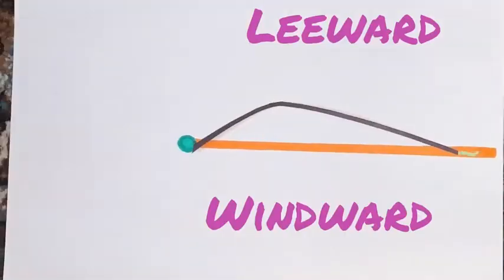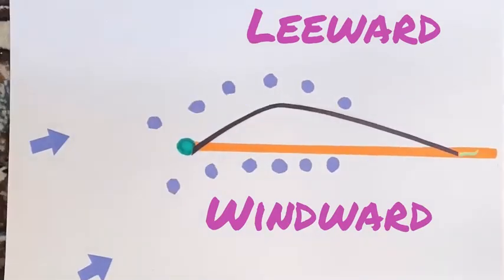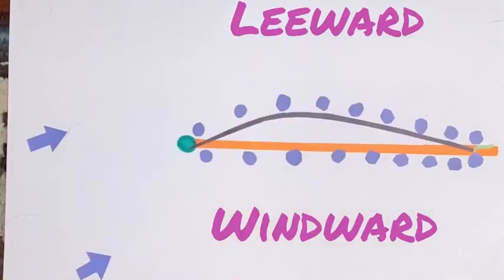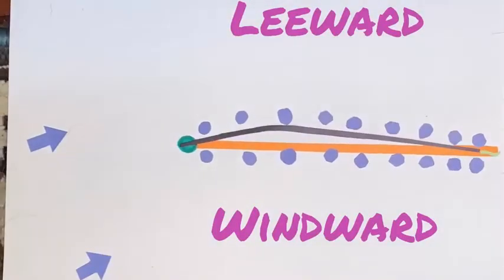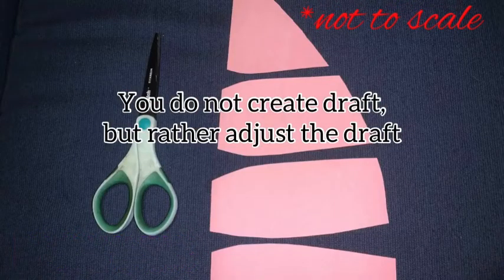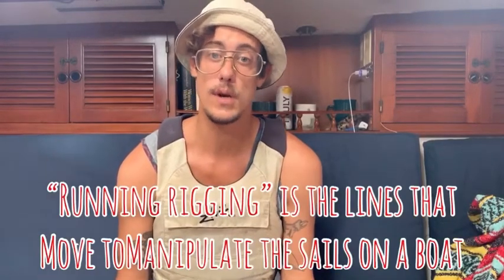If we refer back to the basic theory of sail propulsion, being Bernoulli's principle, we found out that a sail with a deeper draft is going to have more power and cause more heeling. Conversely, a flatter sail is going to have less power. Now, through a process called broad seaming, sails are actually built with a little bit of draft in them already, but we can adjust that draft by manipulating our running rigging while we're underway.